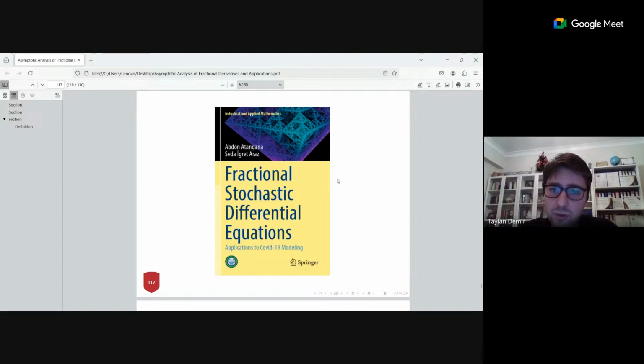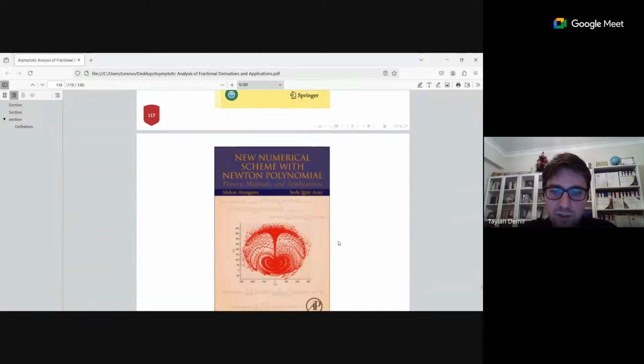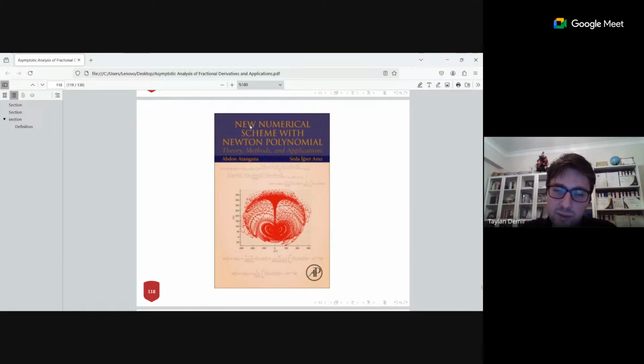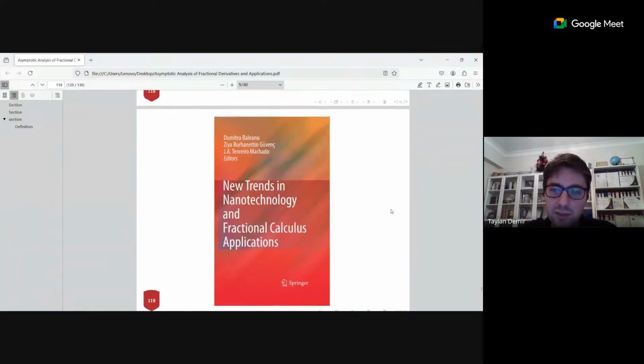And this book is beneficial to better understand fractional differential equations, prepared by Professor Abdon Atangana and Seda İğret Araz as fractional stochastic differential equations. And I can give suggestions. This book, New Numerical Scheme with Newton Polynomial: Theory, Methods, and Applications, was prepared by Professor Abdon Atangana and Seda İğret Araz. And another book is important to better understand this field: Newton's nanotechnology and fractional calculus applications, prepared by Dumitru Baleanu, Ziya Burhanettin Güvenç, and J. A. Tenreiro Machado.